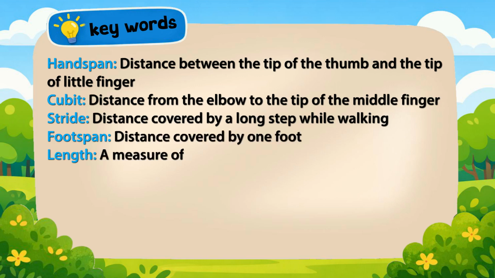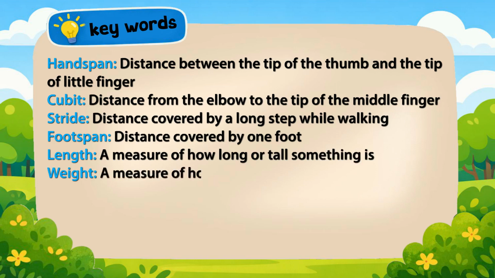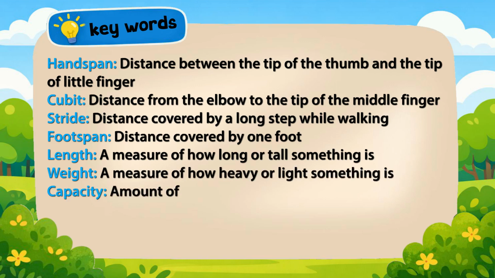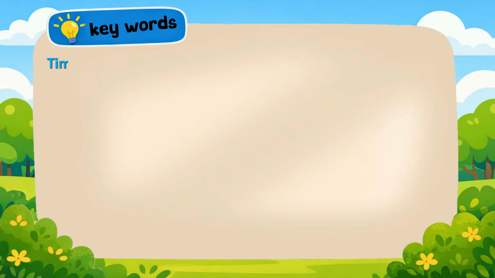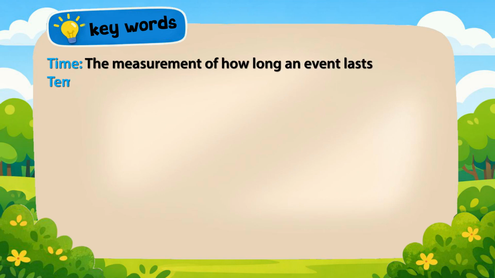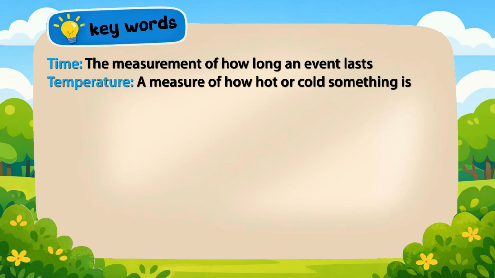Length, a measure of how long or tall something is. Weight, a measure of how heavy or light something is. Capacity, amount of liquid in a container. Time, the measurement of how long an event lasts. Temperature, a measure of how hot or cold something is.